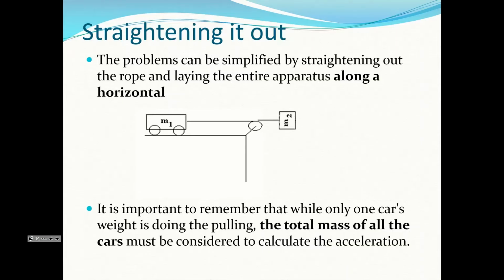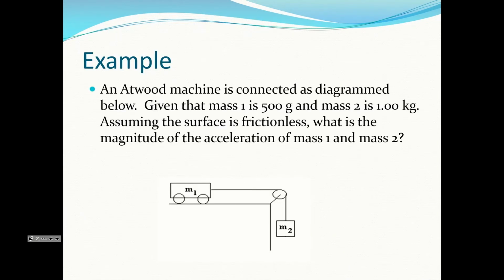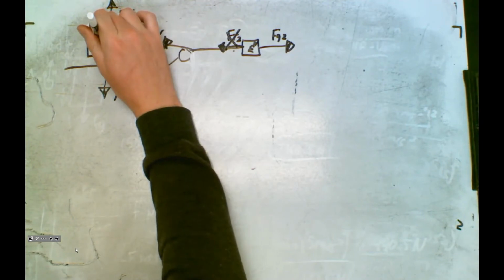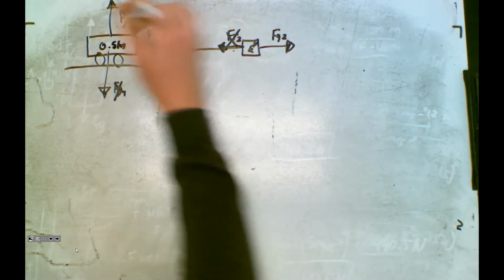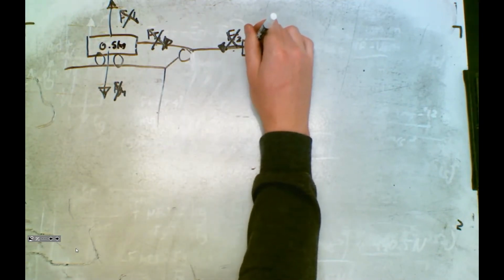Okay, so let's do an example with this same situation. We'll throw in some numbers now. An Atwood machine is connected as diagrammed below. Given that mass 1 is 500 grams and mass 2 is 1 kilogram, assume the surface is frictionless. What is the magnitude of the acceleration of mass 1 and mass 2? Okay, so we already drew it out, but they've just given us some numbers. So they said that mass 1 is half a kilogram, and this one is 1 kilogram.